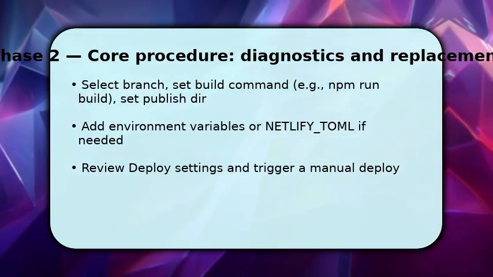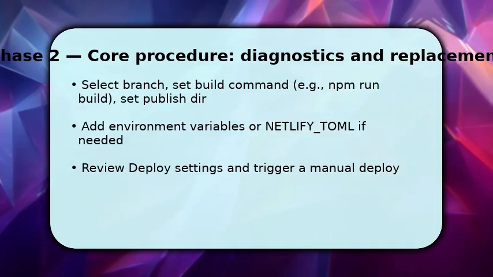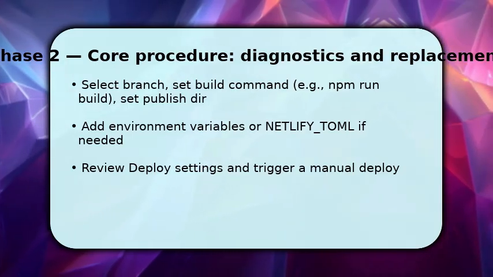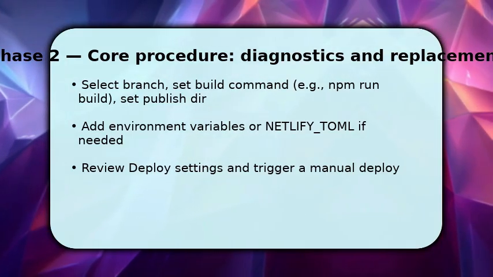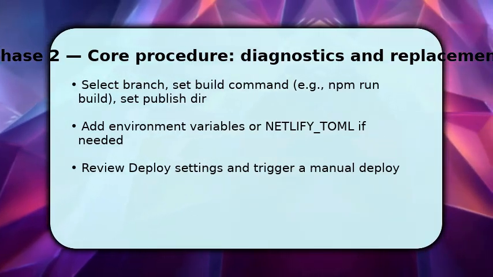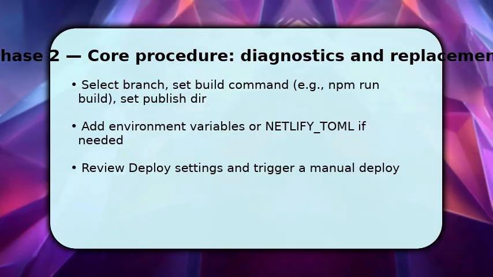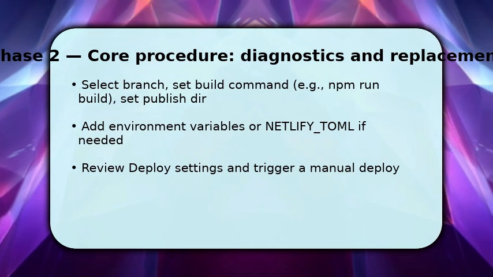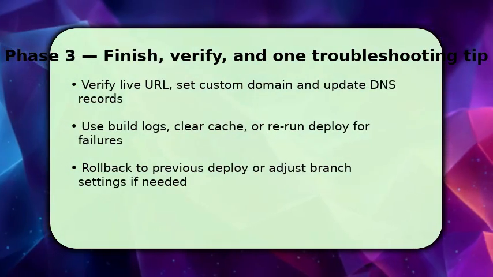If you need secrets, add environment variables in Netlify or include a netlify.toml for advanced settings. This ensures consistent behavior between local and CI. Once configured, trigger a manual deploy to validate the pipeline, watching the build log for install, build, and publish steps. Finish by confirming the live site URL, and if desired, add a custom domain.